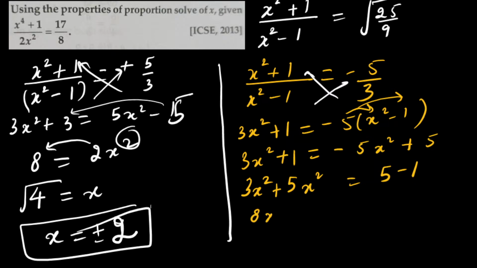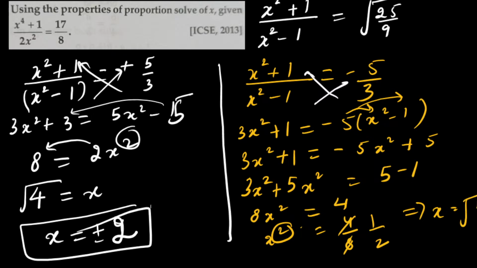So this is 8x square. 8x square is equal to 4. Then x square is equal to 4 by 8. This is 1 by 2. If square we shift to the other side, it will become square root. So value of x we will get square root of 1 by 2, or you can also write it as 1 by root 2, because square root of 1 is 1 only. So this is the value of x you will get.